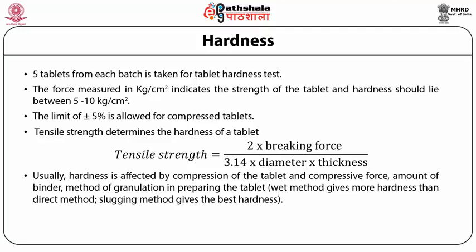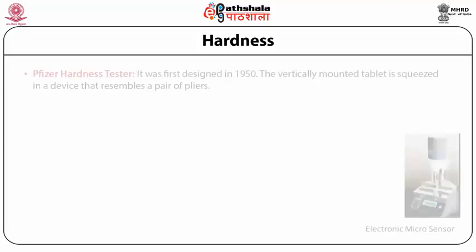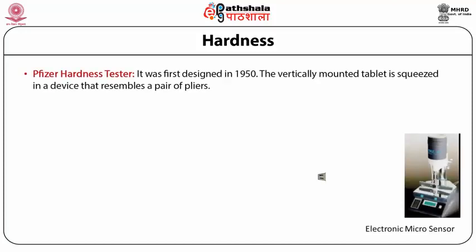Usually, wet method gives more hardness than the direct method, and slugging method gives the best hardness to the tablet formulation. Monsanto hardness tester, also called Stokes hardness tester, is a very old apparatus based on the compression of tablets between two jaws via a spring gauge and screw. Pfizer hardness tester is another kind of apparatus, designed in 1950 to measure hardness. The vertically mounted tablet is squeezed in a device that resembles a pair of pliers.